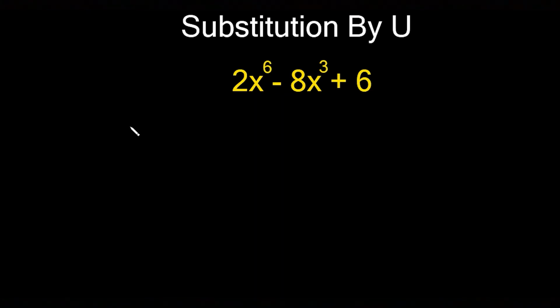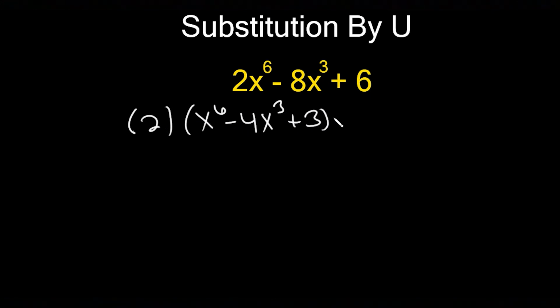Okay, so here's our next example, and before you try to do substitution by u, you always want to try to pull out a greatest common factor. Now, on the first example, I could not pull out a greatest common factor, so I didn't even try. But on this one here, you could possibly pull out a greatest common factor, and if you look at it, you could pull out a 2. So I'm going to go ahead and pull out a 2. So pulling out a 2, that will give me x to the 6th power minus 4x cubed, and then plus 3, okay? And so now you can see that I have that same pattern.